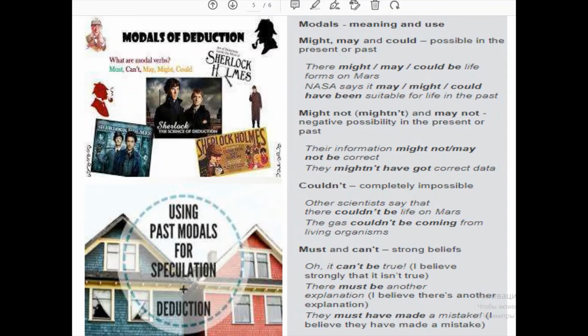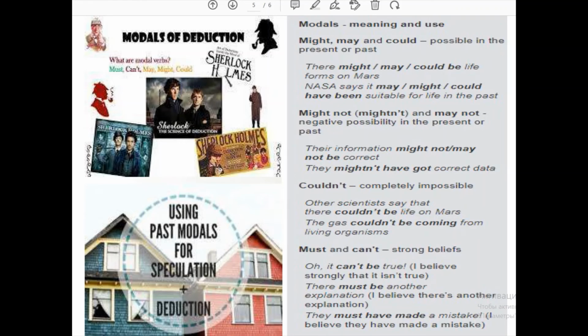Let's talk about past positive. The past positive is might, may, could, must plus have plus been, or the past participle of another verb, or the continuous been plus verb plus ing gerund. Let's talk about past negative. The past negative is mightn't, may not, can't, couldn't plus have plus been, or the past participle of another verb, or the continuous been plus verb plus ing gerund.